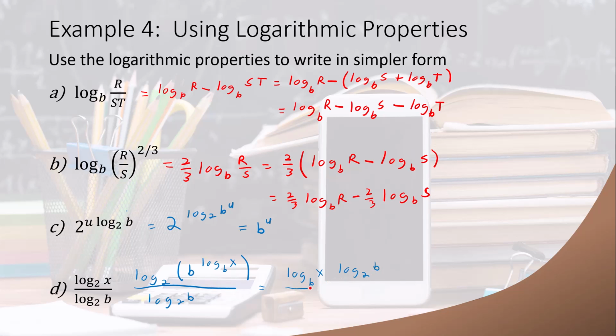And over here, I have log base 2 of b. And notice, look what we have here. I have log base 2 of b on the top, log base 2 of b on the bottom. They cancel, and I am left with the log base b of x. This is actually a very powerful theorem that we call the change of base theorem.